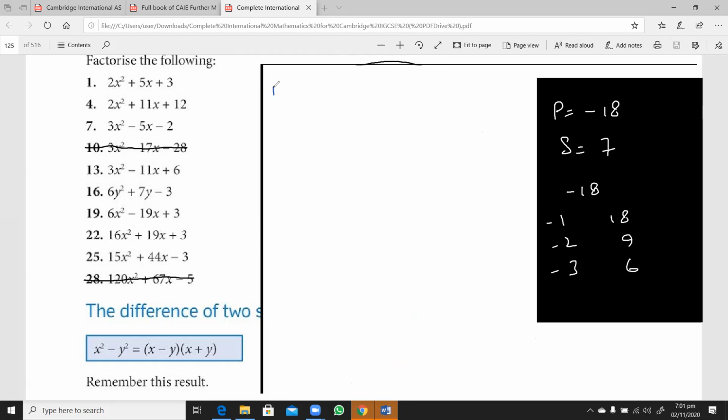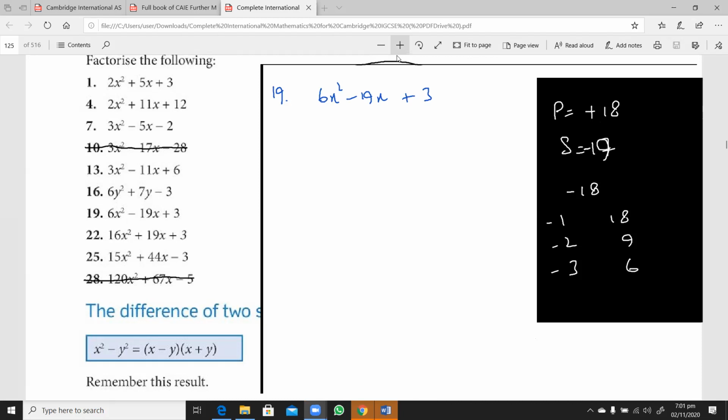The 19th question. We have 6x squared minus 19x plus 3. Okay, I haven't erased this working here because I know that I can use this. Now, what is the product this time? What is the product? 18. Plus 18. Okay, and the sum is going to be minus 19.